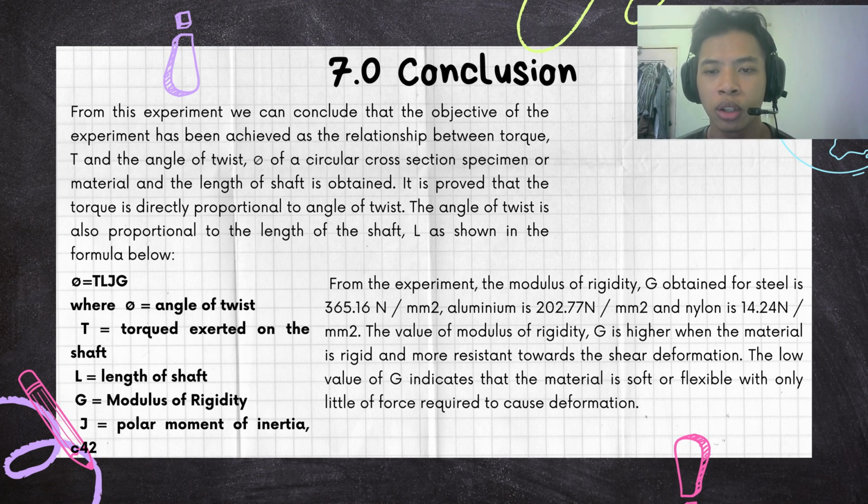From the experiment, the modulus of rigidity obtained for steel is 365.16 Newton per millimeter squared. Aluminium is 202.77 Newton per millimeter squared, and nylon is 14.24. The value of modulus of rigidity is higher when the material is rigid and more resistant toward the shear deformation. The low value of G indicates that the material is soft or flexible with only a little force required to cause deformation. Thank you.